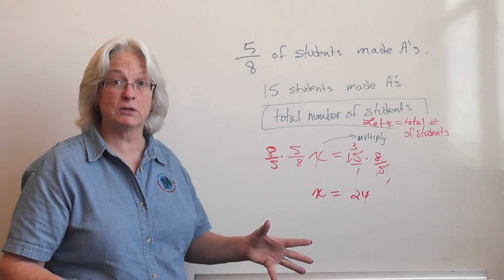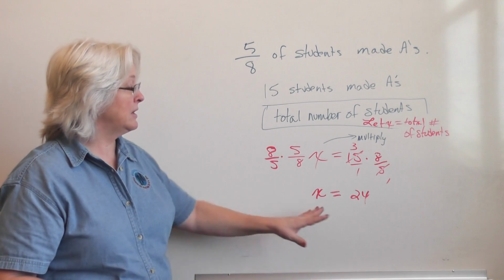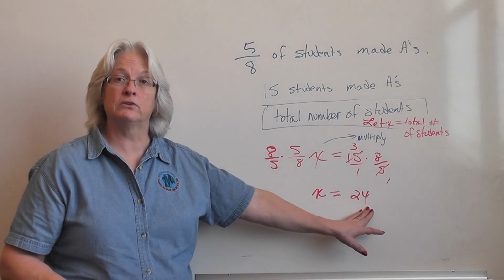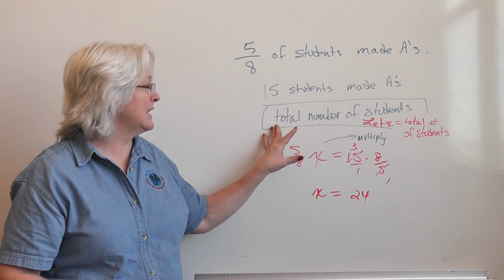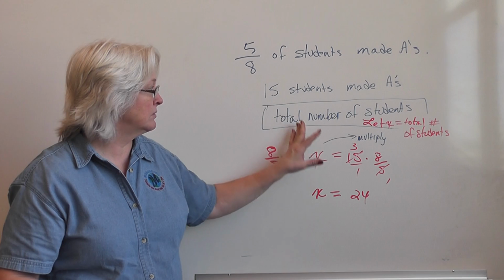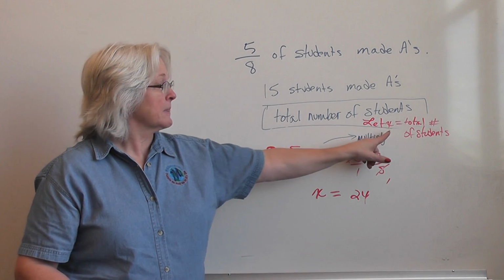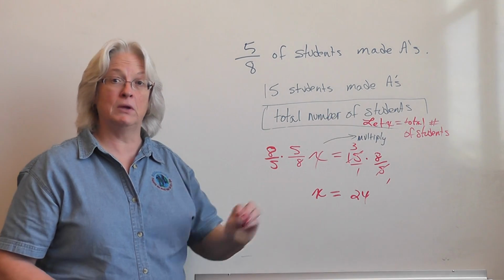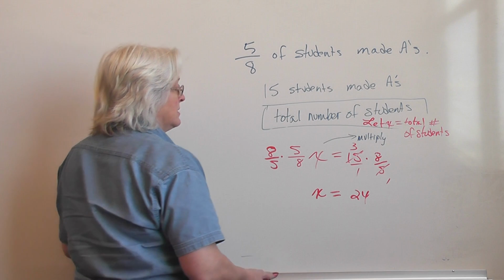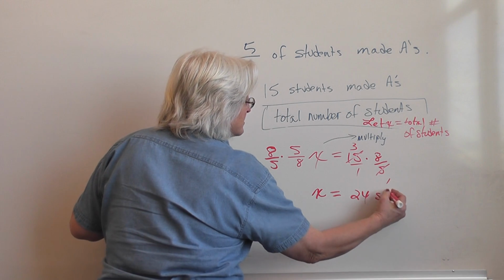Are we finished? No. What are we trying to find? We're trying to find the total number of students, so you have to label this. What is the total number of students? We said x was going to be the total number of students. So we have 24 students.